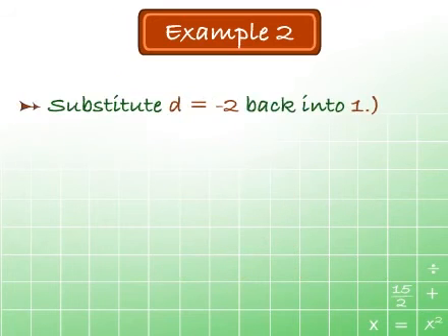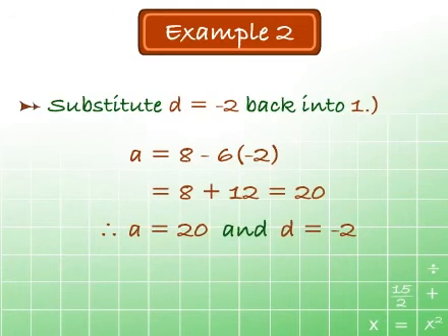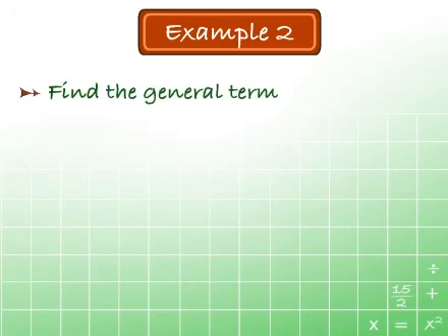Now, by substituting d equals negative 2 back into 1, we get a is equal to 8 minus 6 times negative 2, which is equal to 8 plus 12, which is equal to 20. Therefore, a, the first term of the sequence, is 20, and d, the common difference of the sequence, is equal to negative 2. It is now possible to find the general term for this arithmetic sequence.